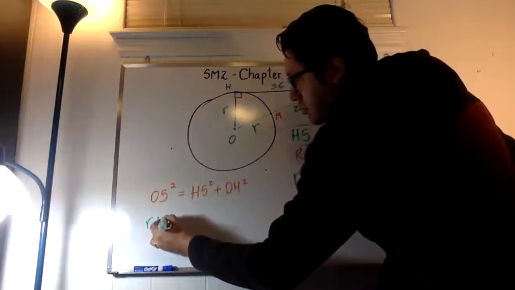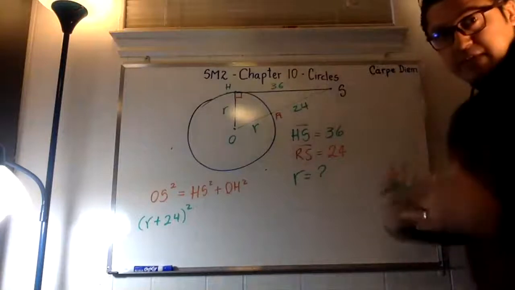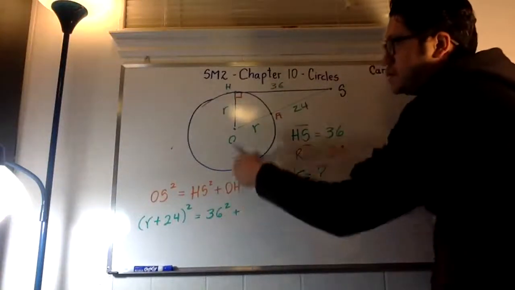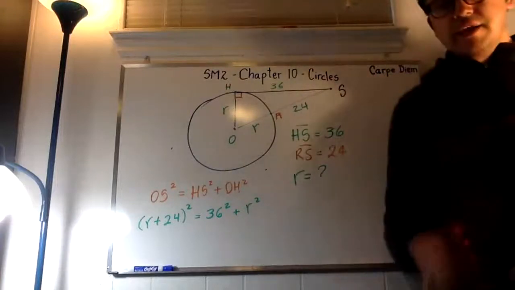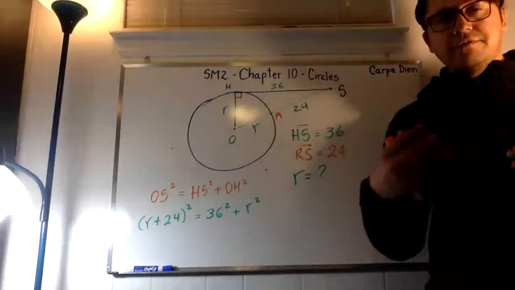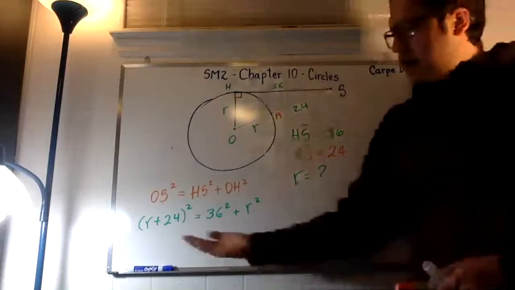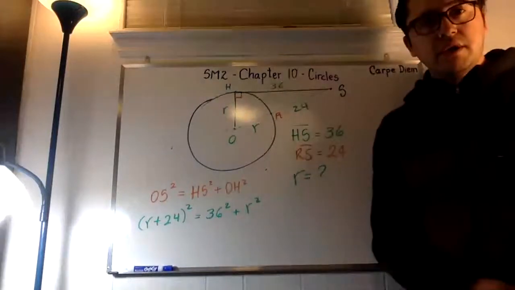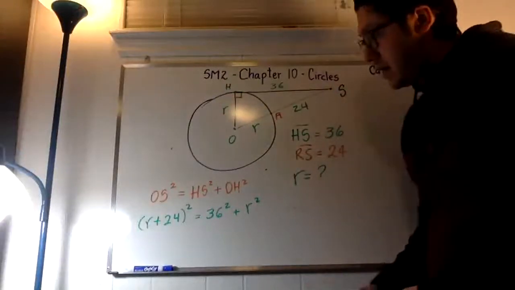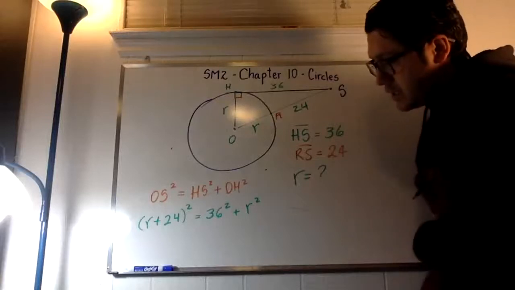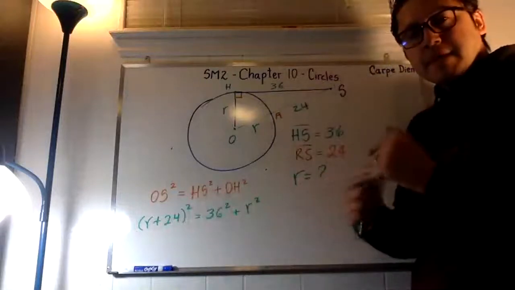So R plus 24 squared, right? Hope it's making sense. Squared plus what is OH? OH is R, so R squared. That is what I get out of modeling the situation using the Pythagorean theorem. Now I have a quadratic equation. So the thing is trying to find out the best way to solve it. In this case, I think the best way is expanding this.